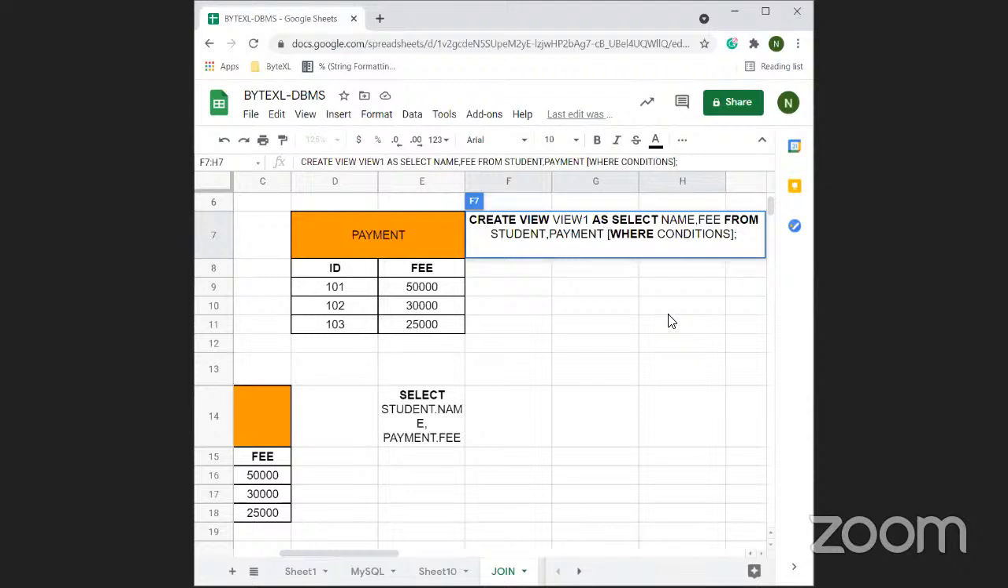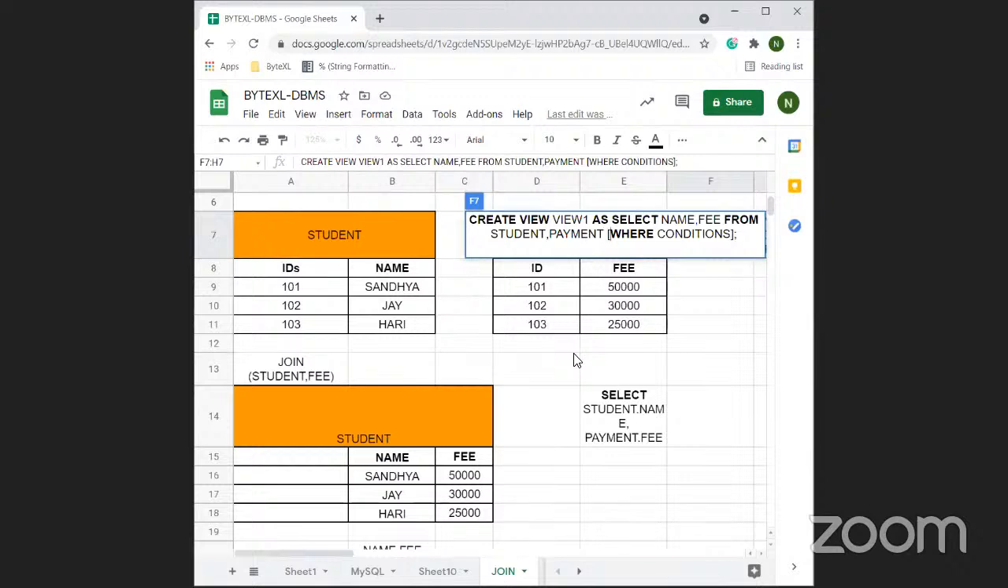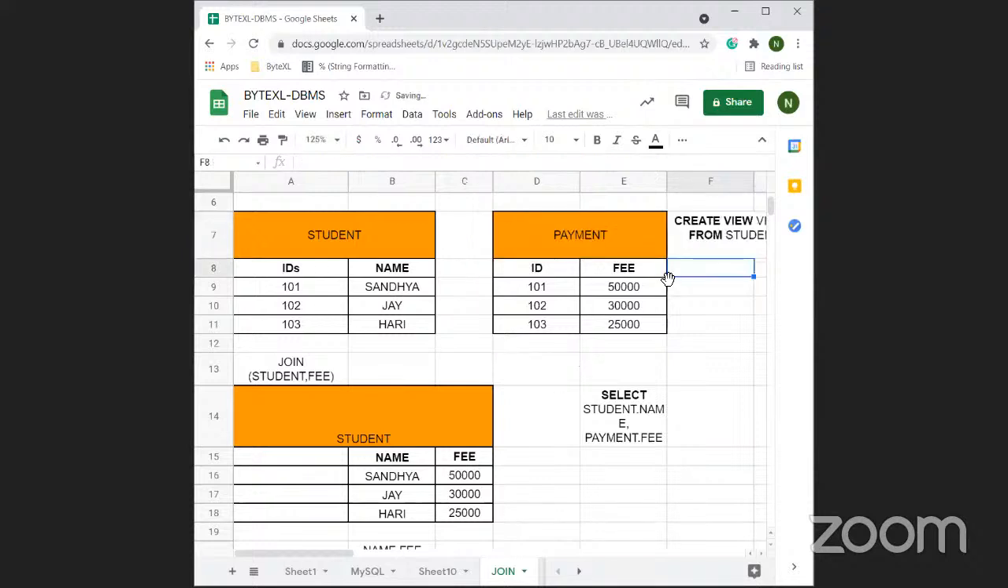Where is a special condition. I want only those details whose fees is greater than 30,000 or 29,000, for example. That means when you want to give certain conditions, we have to give where. So I will give where fee, the column name, it is not a keyword, it's a column name, is greater than 29,000.